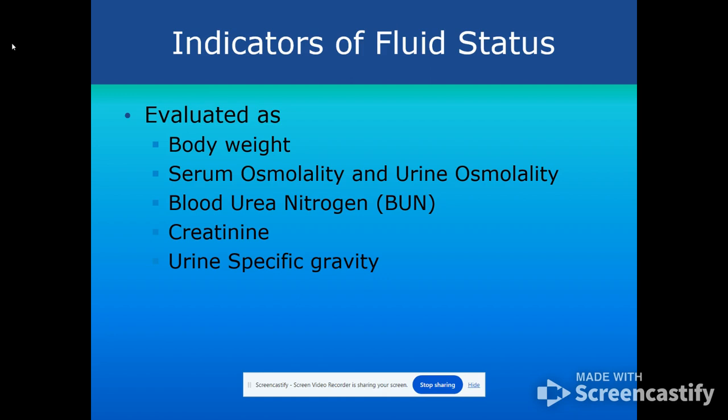Then we look at the BUN. This measures the nitrogen portion of urea and serves as a measure of glomerular function. Urea is the end product of protein breakdown in the liver. A normal BUN is typically between 8 to 21 milligrams per deciliter. This level is going to vary with fluid intake and urine output, which reflects fluid status and renal function.